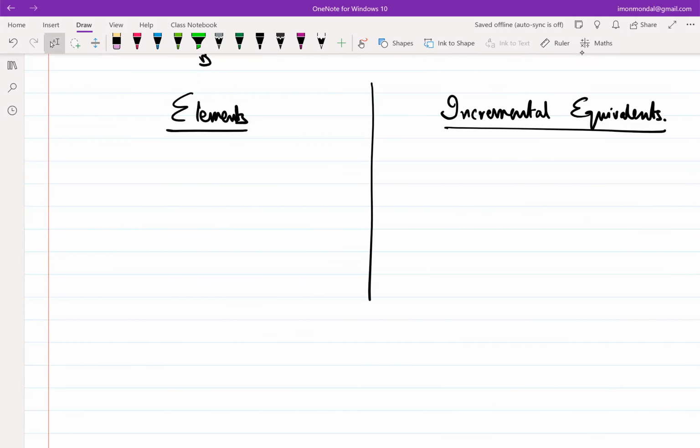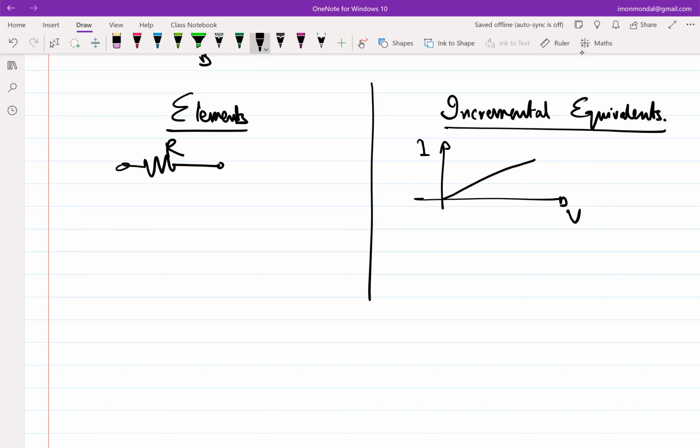Right. So if I have a resistor, value R, what will be its incremental equivalent? It will be the same resistor. Why? Yeah. So the slope of the IV characteristics of the resistor is a straight line. 1 over the slope of the straight line is, the slope is G, 1 over G is R. So resistor remains a resistor of the same value. Okay.